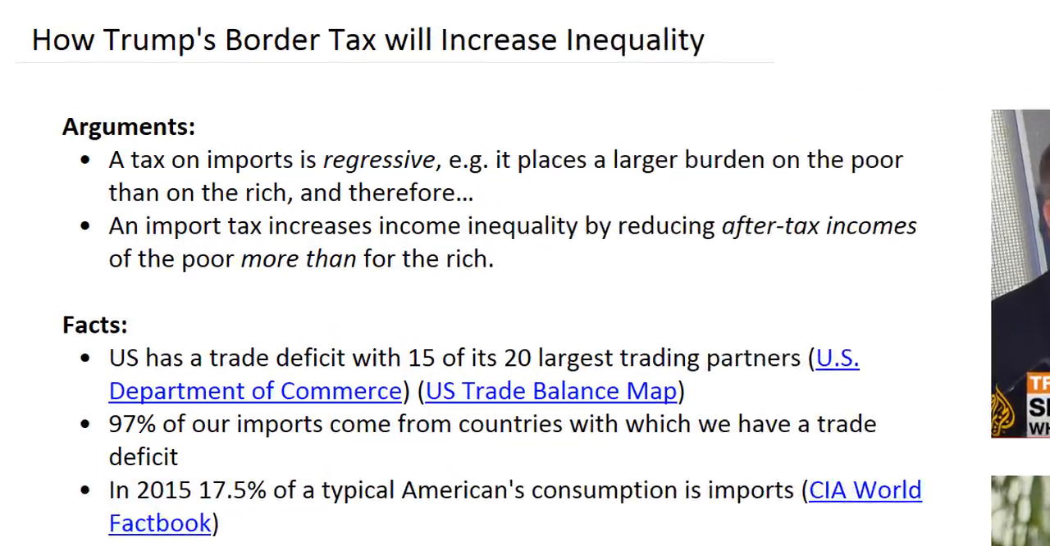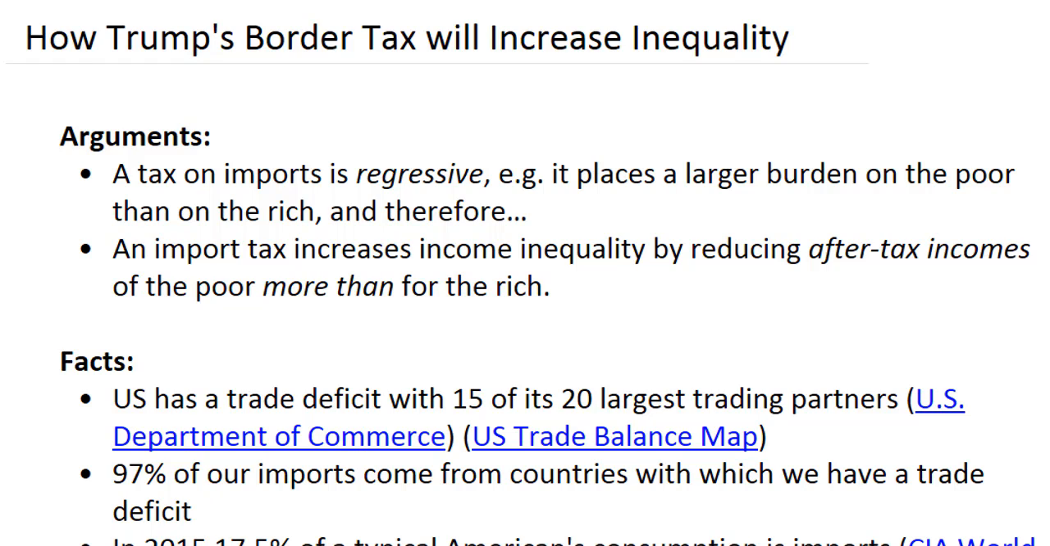So let's have a look at some of my key arguments in this lesson. First, I'm going to prove that a border tax is regressive, which means that it places a larger burden on the poor and the middle class than it does on the rich. Next, I'm going to show that an import tax will increase the level of inequality by reducing after-tax incomes for the poor more than for the rich.